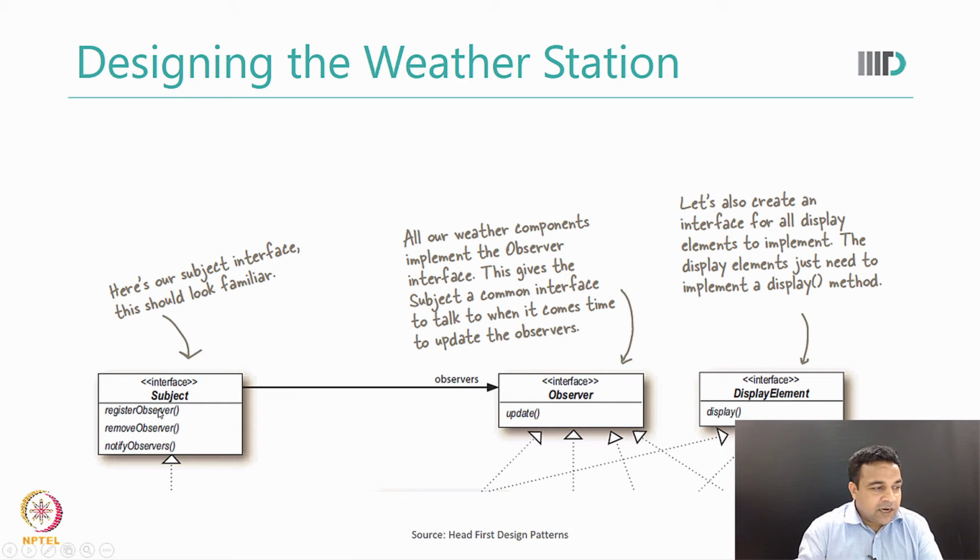Our interface for the subject should have methods such as register observer, remove observer, and notify observers, while our interface for observer should have only one method called update. So all our weather components implement the observer interface. This gives the subject a common interface to talk to when it comes time to update the observers. And then, to make the program more modular, we can have a simple interface called display element, which has a display method. Because each observer will be doing a different type of display, they will implement this method as per their need.